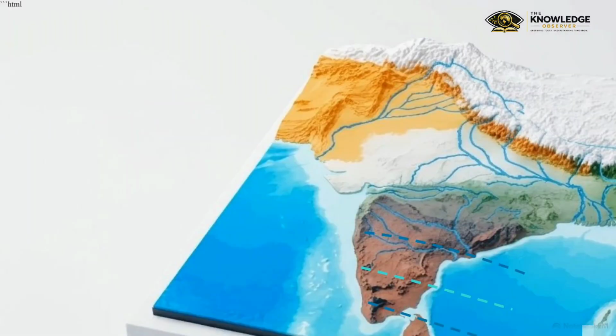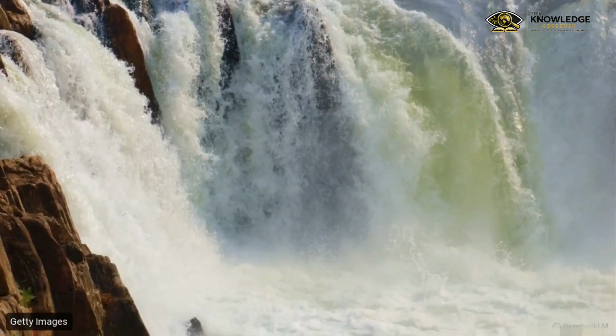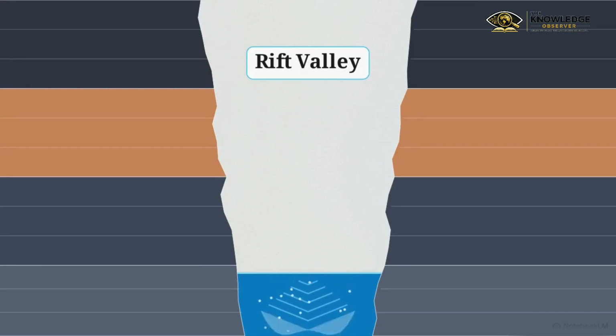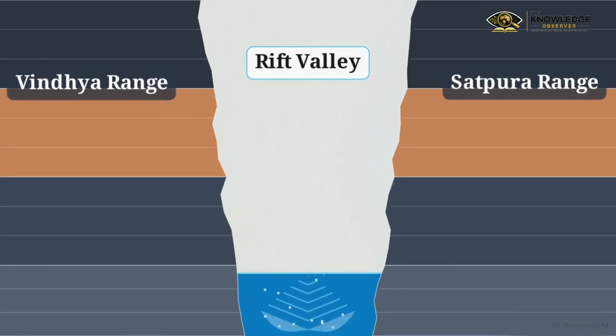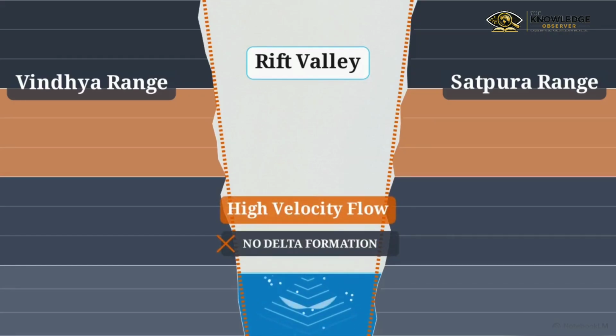The Narmada is a notable exception. While the majority of peninsular rivers follow the general eastward tilt toward the Bay of Bengal, the Narmada flows west with aggressive force. This cross-section shows why. The Narmada is confined within a rift valley between the Vindhya and Satpura ranges. These massive rock walls prevent the river from spreading out, forcing it through a narrow trench that prevents the formation of a delta.